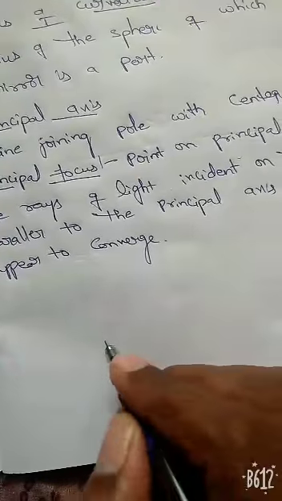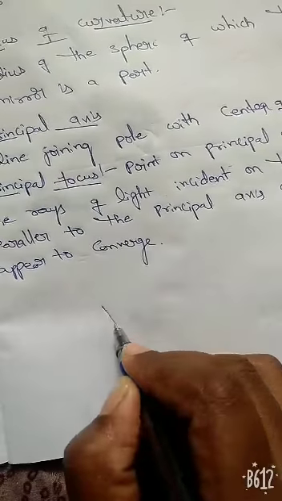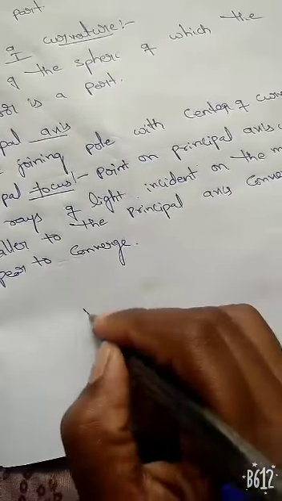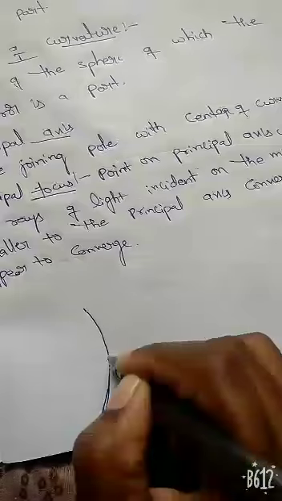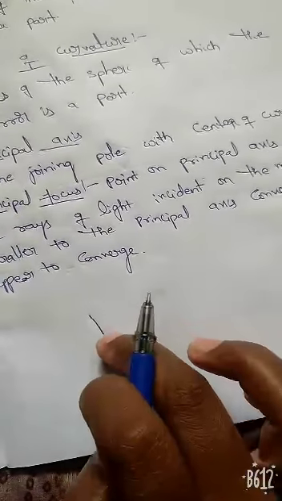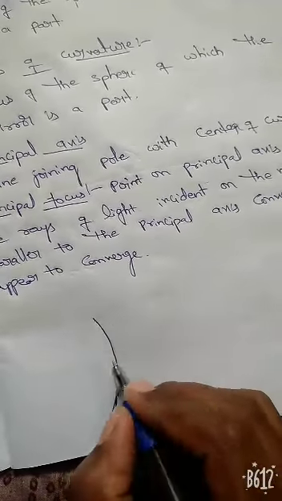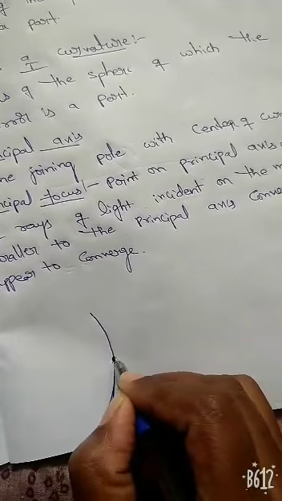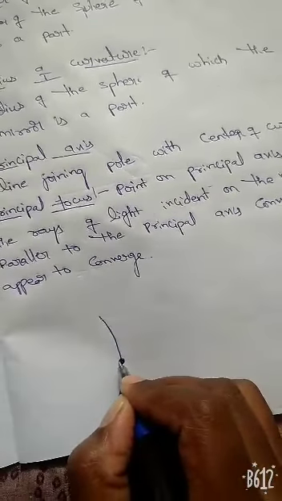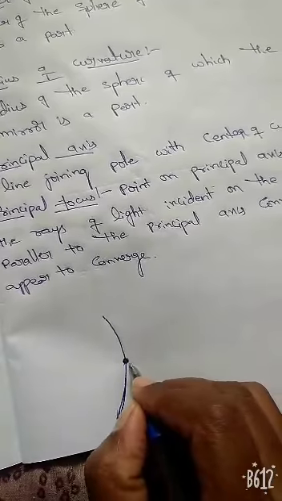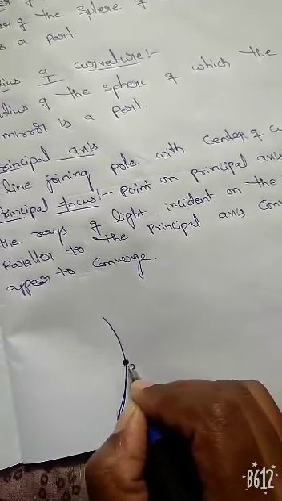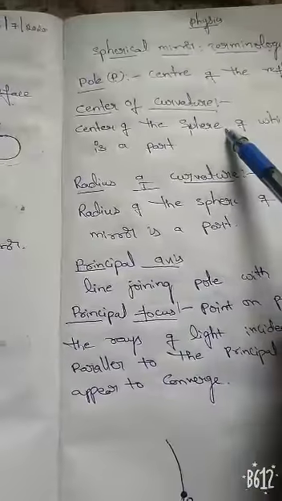So, let us assume this is a concave mirror. If this is a concave mirror, here it is, this is the reflecting surface. So the center of this reflecting surface we call as the pole, and it is denoted with the letter P. This is a pole. Next, center of the curvature.